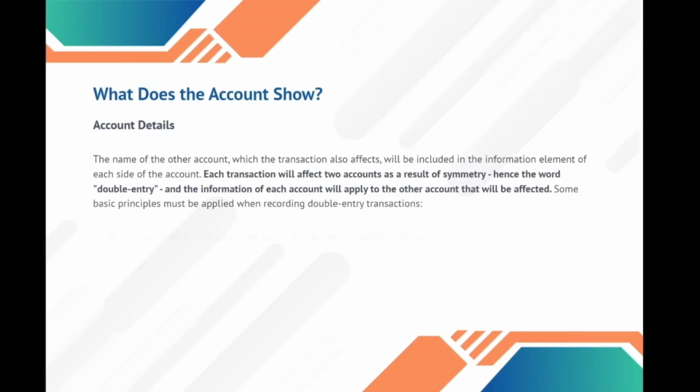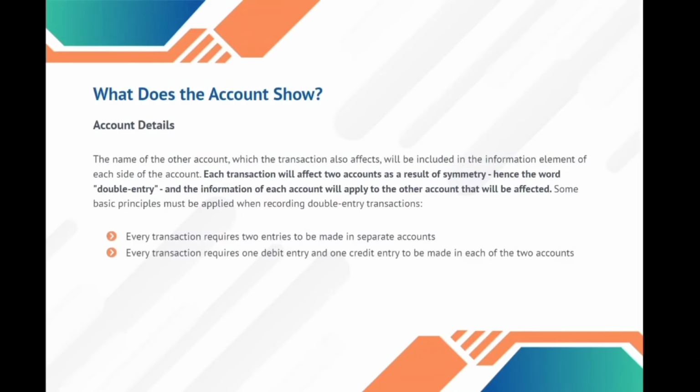Account details. The name of the other account, which the transaction also affects, will be included in the information element of each side of the account. Each transaction will affect two accounts as a result of symmetry, hence the word double entry, and the information of each account will apply to the other account that will be affected.